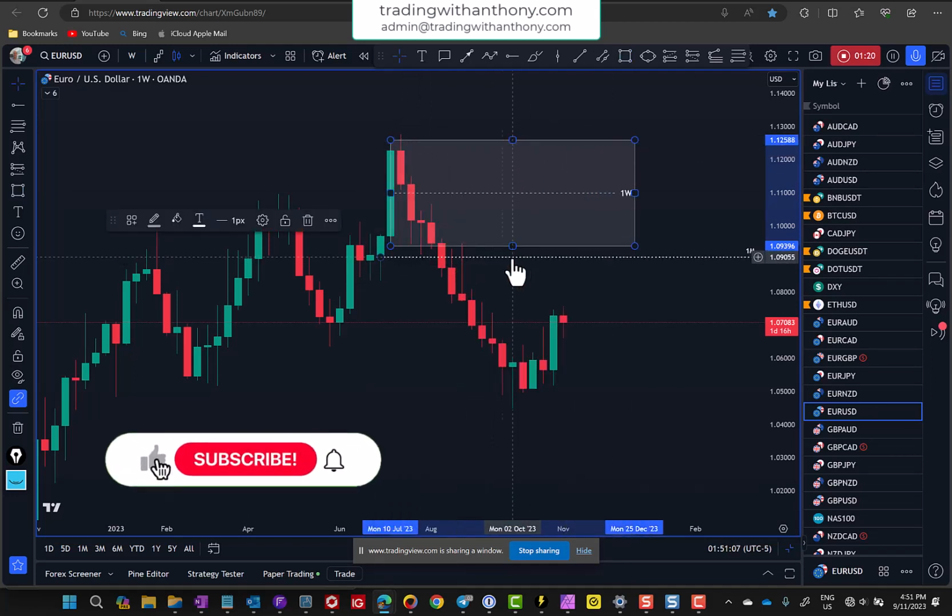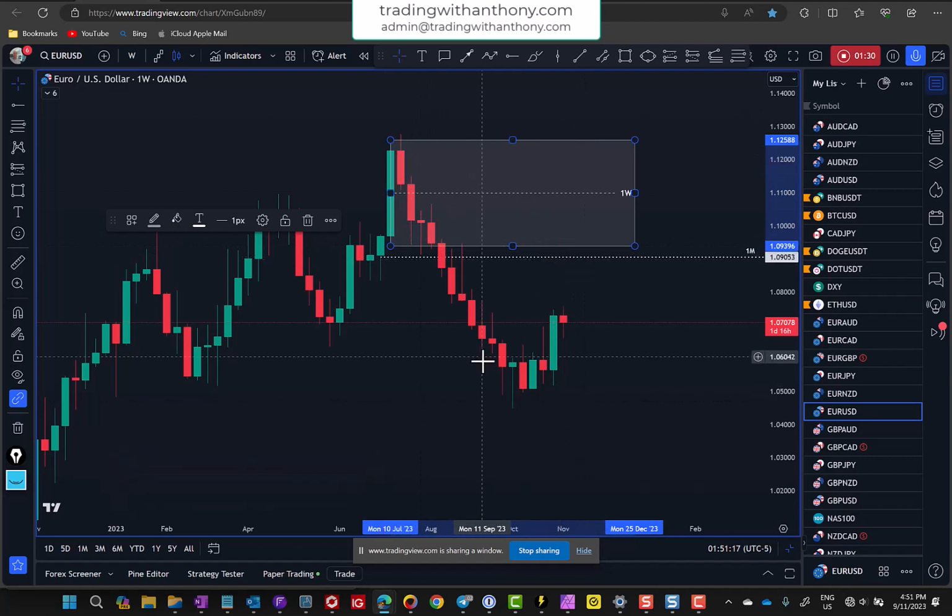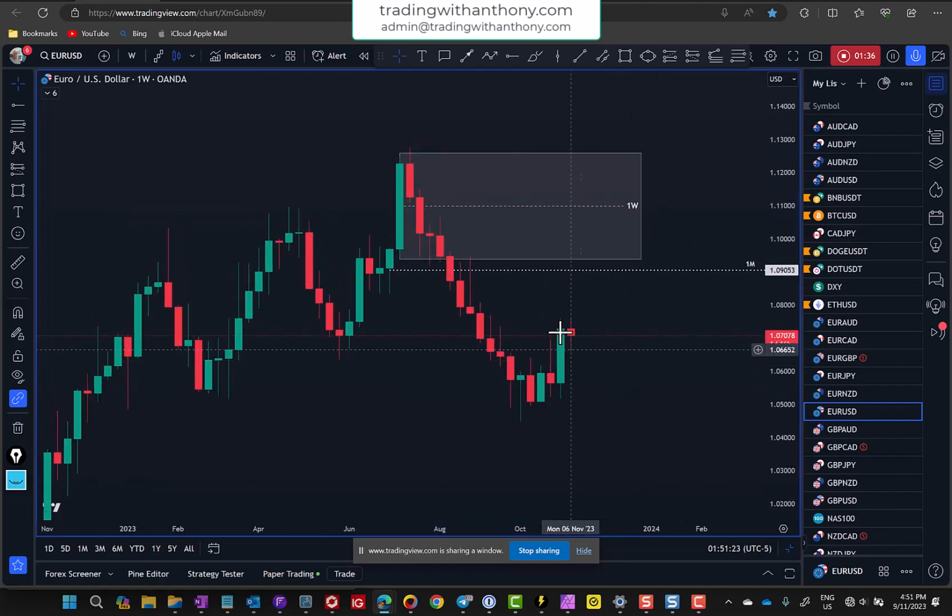The monthly low comes in here. Again, we pull the fib from high to low, and this is a 50% level up here. This is halfway. So now, given that this is trending bullish, my question is how far back will this travel?